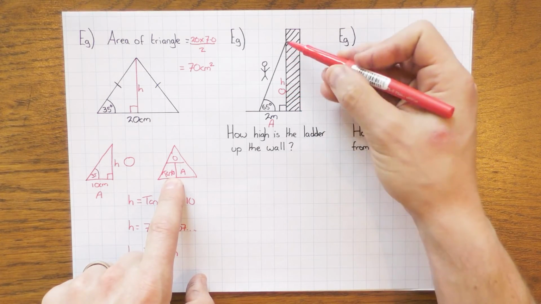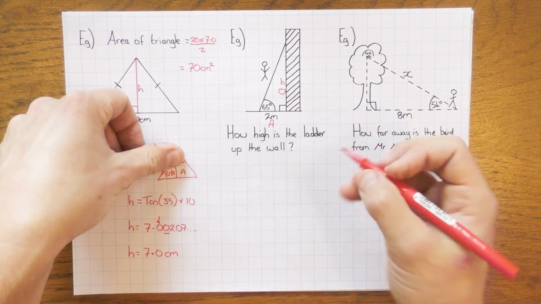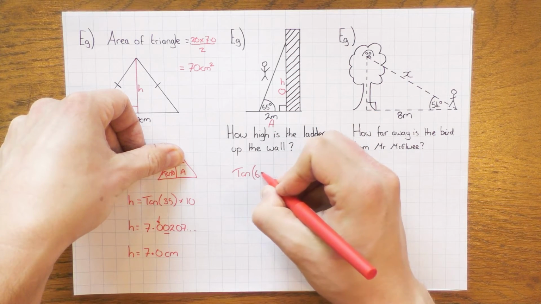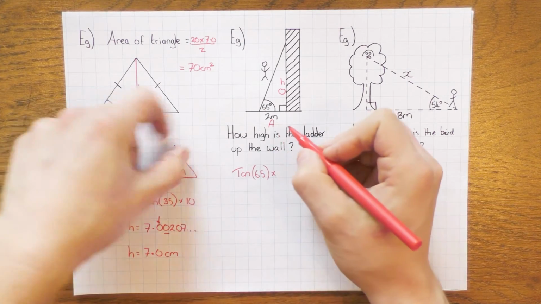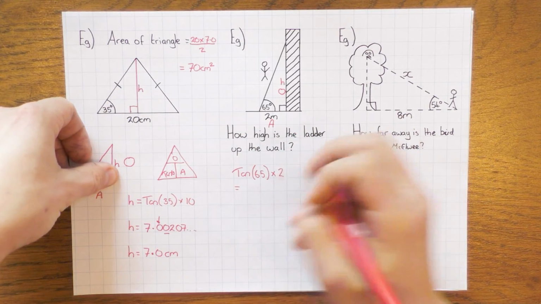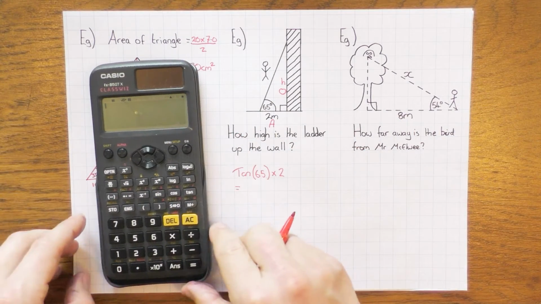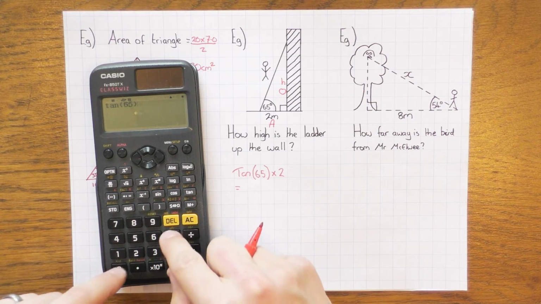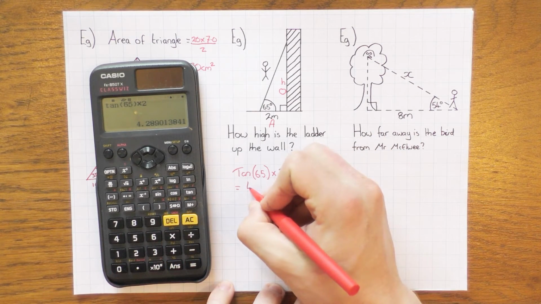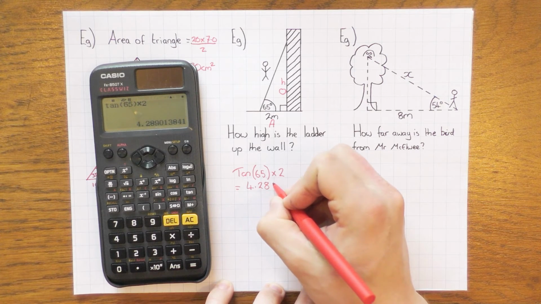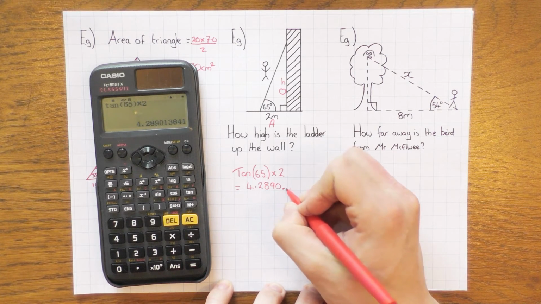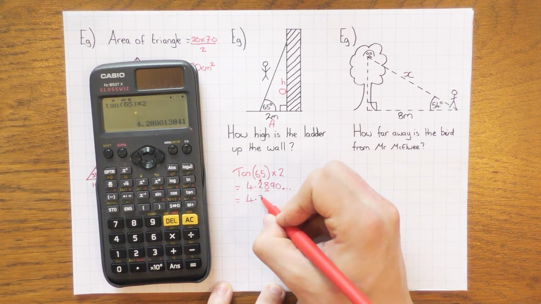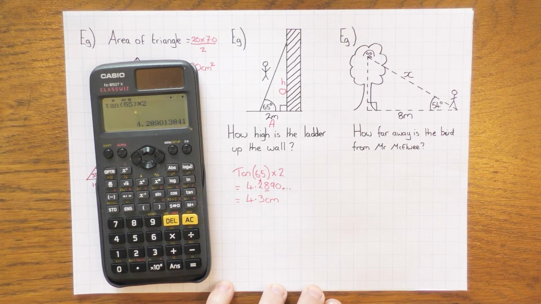And again, I want the opposite. So I'm just going to be doing tan theta times A again. So tan theta, which is 65, times by the adjacent, which is 2. Let's see what that gets us. Tan 65, close the bracket, times 2, and that comes out at 4.2890, etc., etc. So the one decimal place, the 8 will round the 2 up to be 4.3 centimetres.